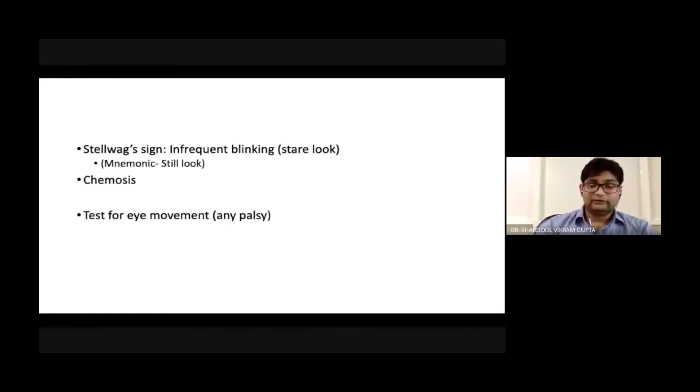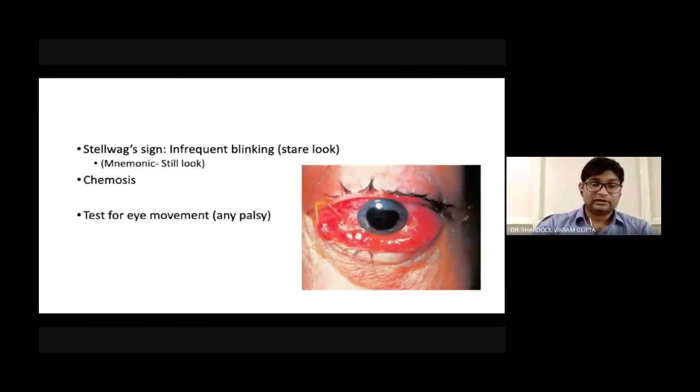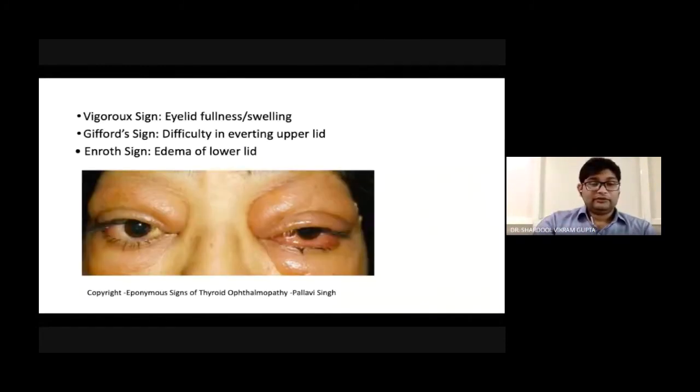And you must look for conjunctival chemosis, or for any palsy in movement of the eye. You must have been taught in ophthalmology that you make an H-shaped movement to look for movement of the eyeball. So there are some eponymous signs like Von Graefe's sign, which is eyelid fullness and swelling, as you can see in this patient, and Gifford's sign, which is difficulty in everting the upper eyelid.